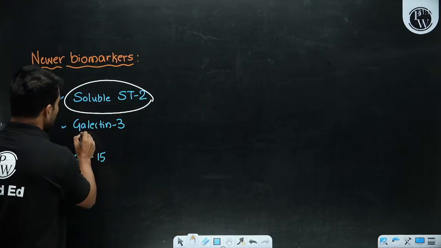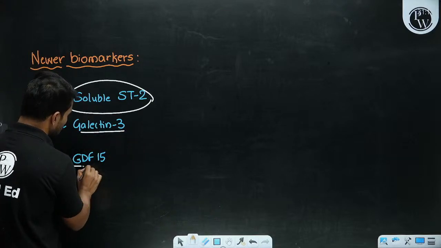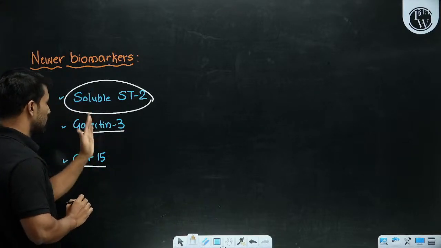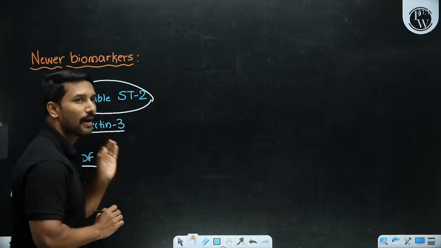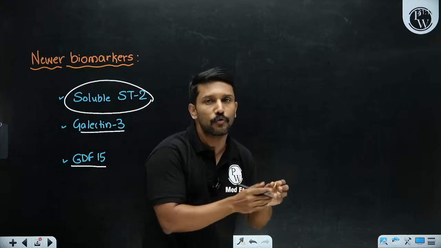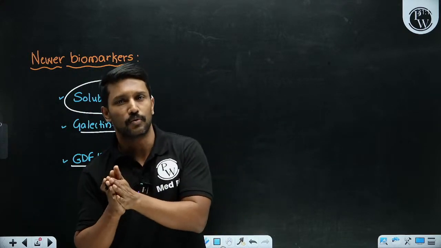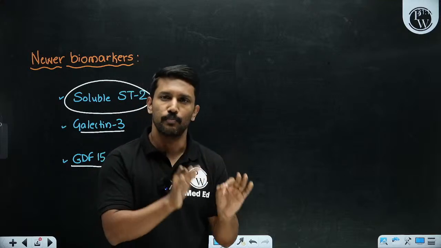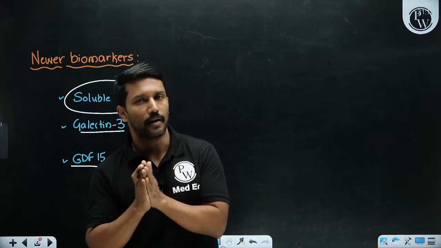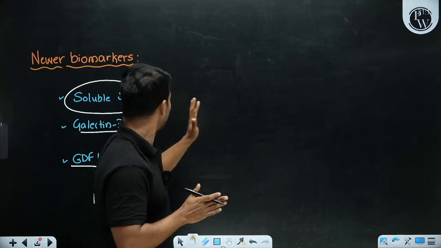So apart from that, we have galectin 3 and growth differentiating factor 15. So these are the three newer biomarkers for heart failure. They mainly are used for prognostication rather than diagnosis. Diagnosis के लिए अभी भी standard BNP और NT-proBNP है. Okay. Now that is about the biomarkers.